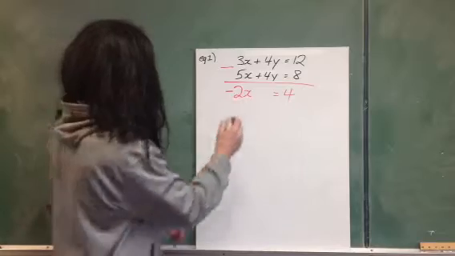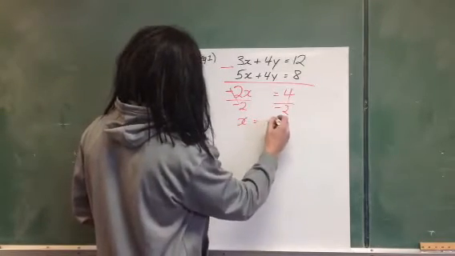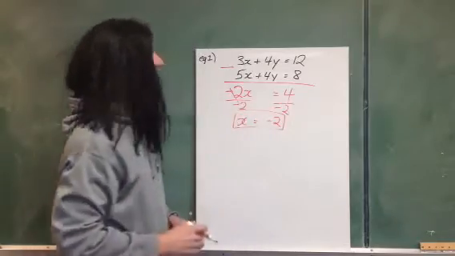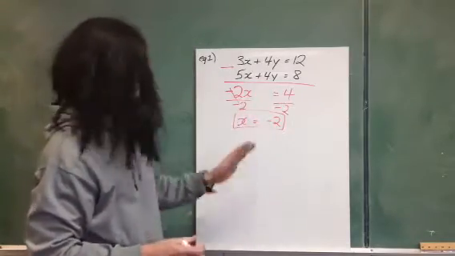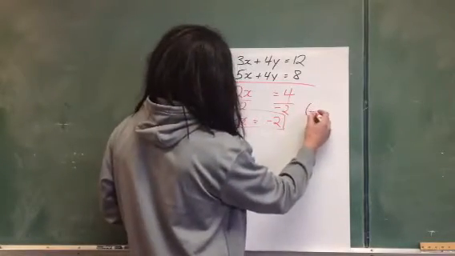Okay, now I'm going to solve for x. Divide this out by negative 2. X equals negative 2. So if they want me to just say what x and y is, I could just list them. X equals negative 2 and y equals whatever we find. Or I could list them as an ordered pair.